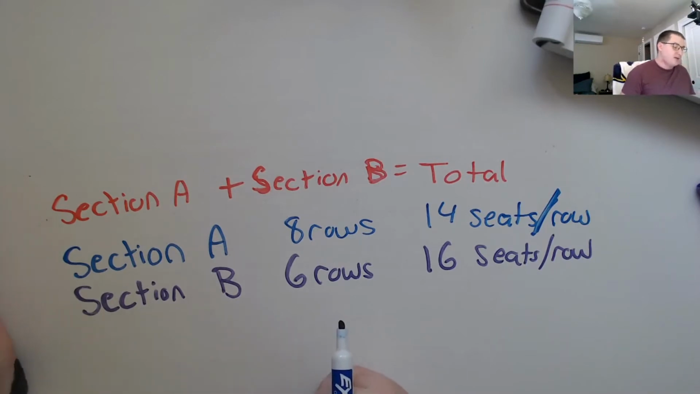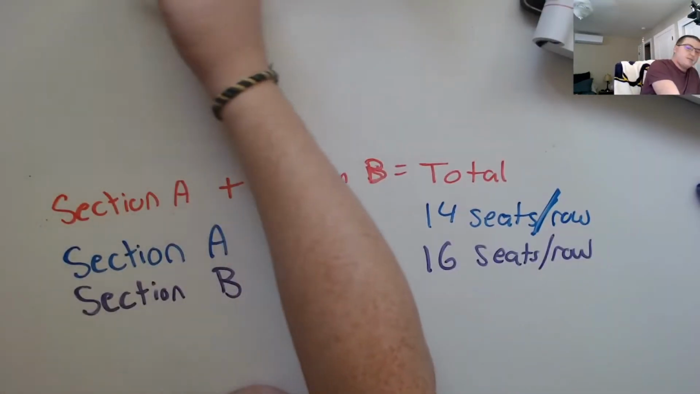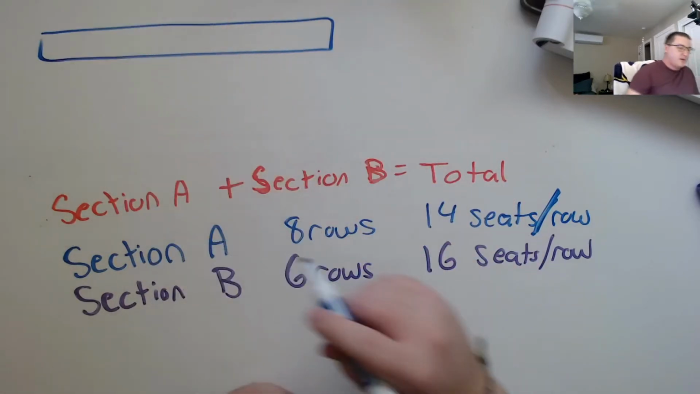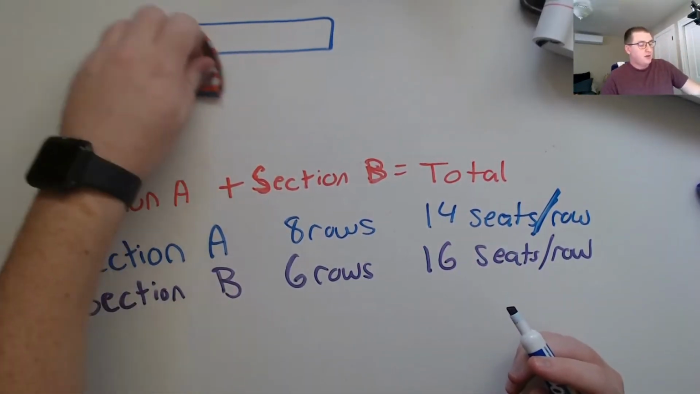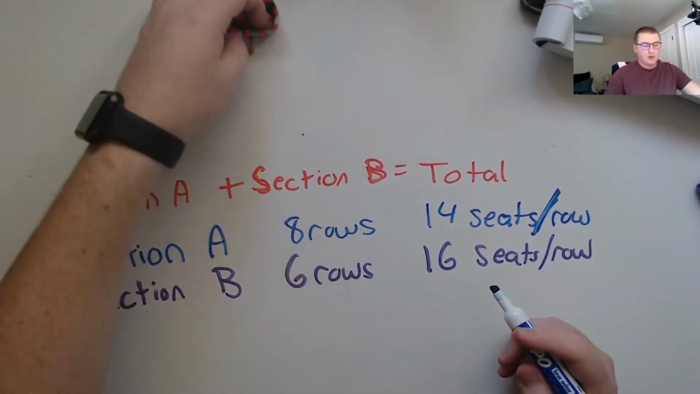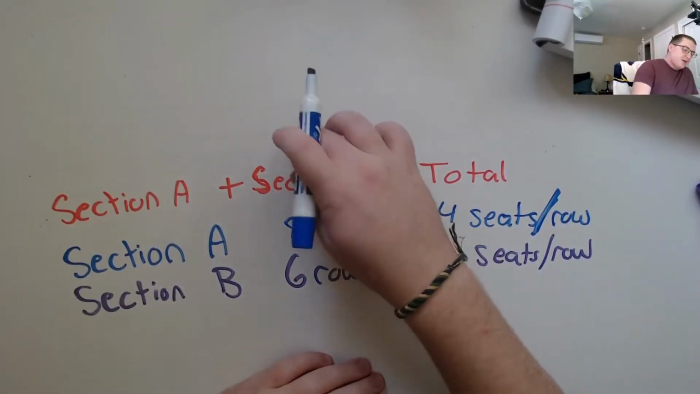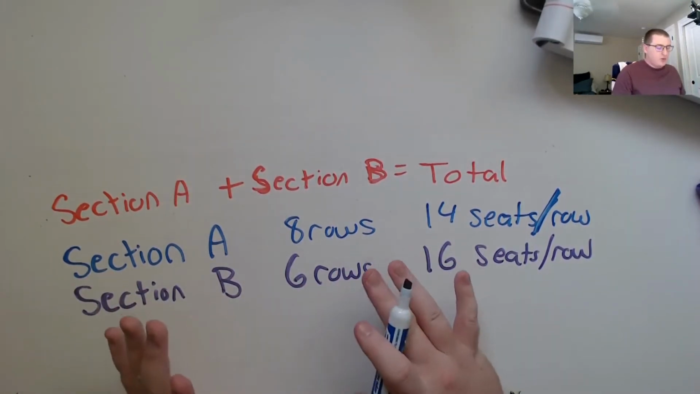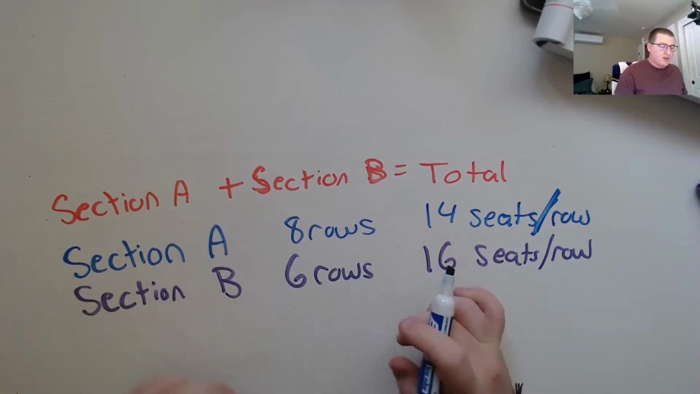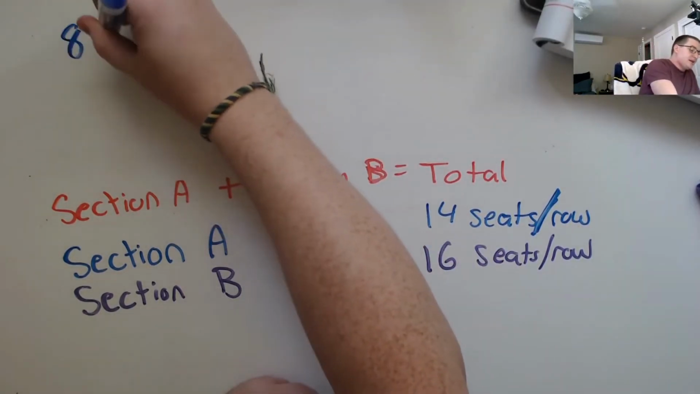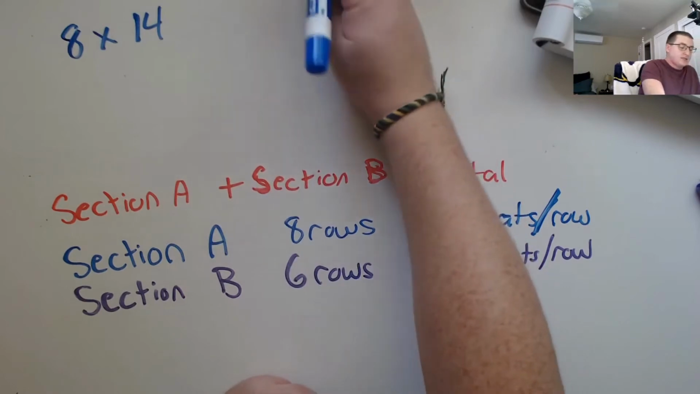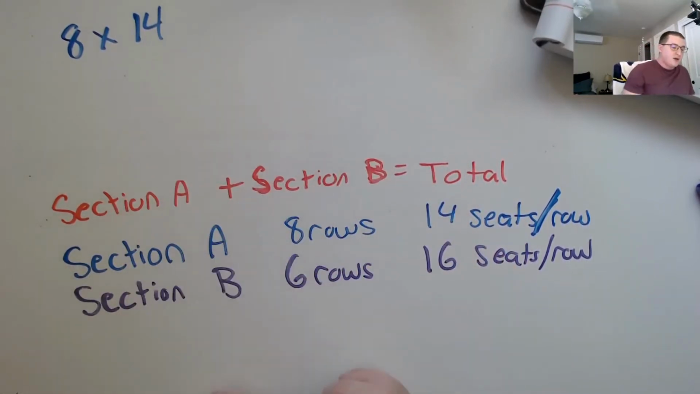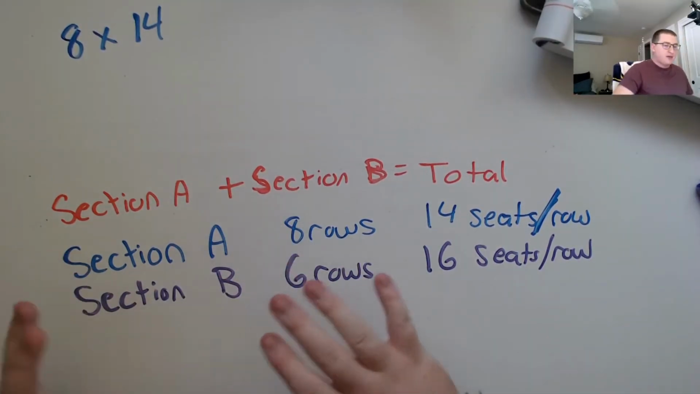Now, there's a couple different ways you could do this. You could draw 8 boxes and break them up into 14, or you could do 8 circles and put 14 dots in each. But since we're just multiplying, let's multiply these numbers. So let's do 8 times 14, or 8 groups of 14. Now, for some of my students, we do have some difficulties multiplying, so I want to make this as easy as possible and simplify it.